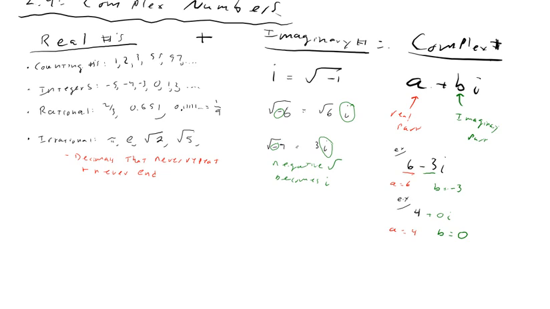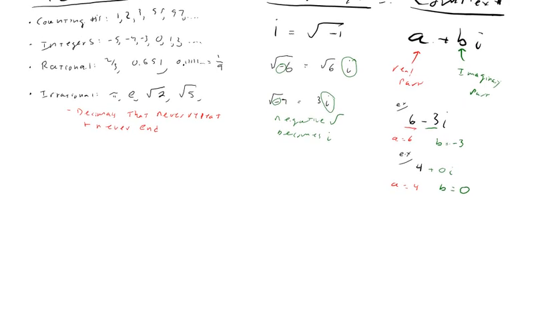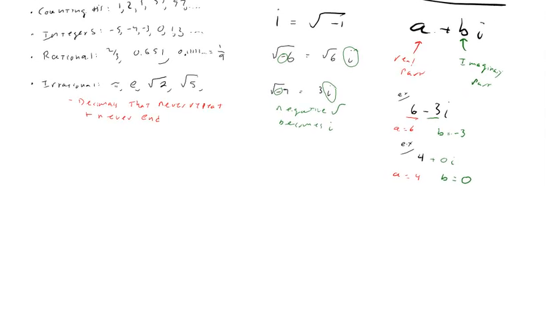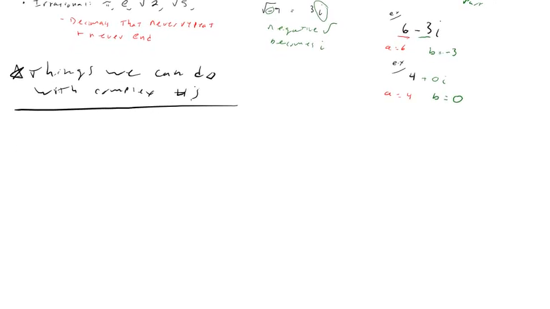And so with these numbers, we're going to think about what we can do with them. We're going to go back to the basics. I'm going to show you how to do the basics. How do we add, subtract, multiply, and divide these complex numbers? So, things we can do with complex numbers. The first thing we can do is let's learn how to add them together. How do I add some complex numbers?